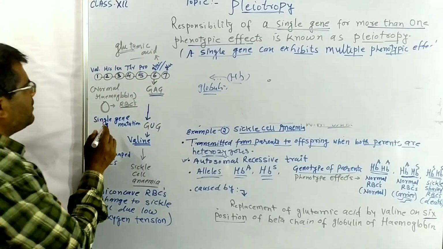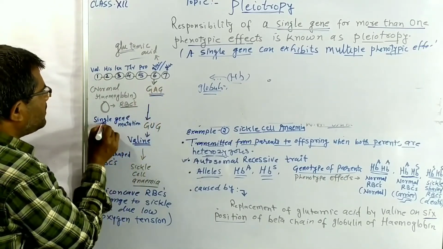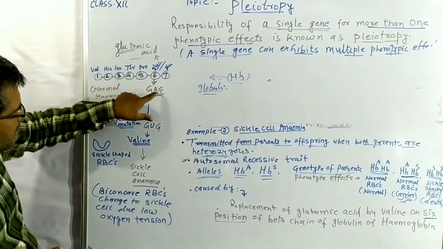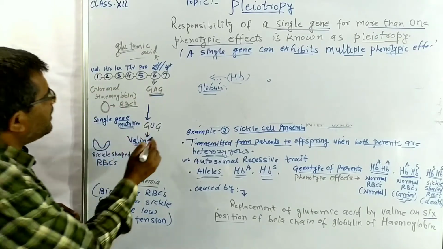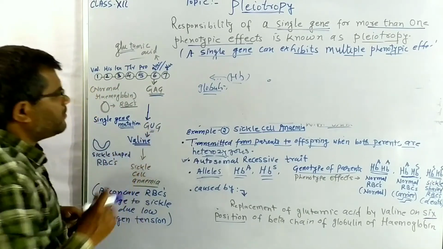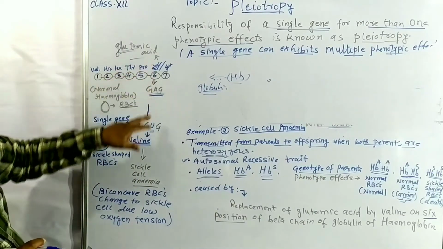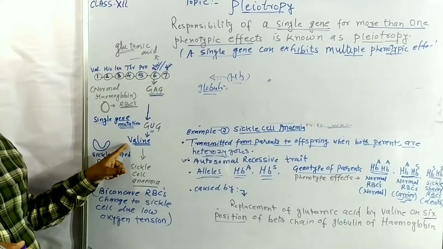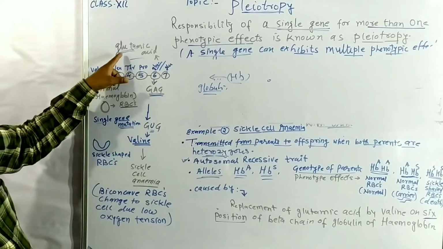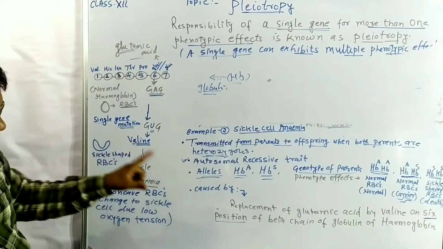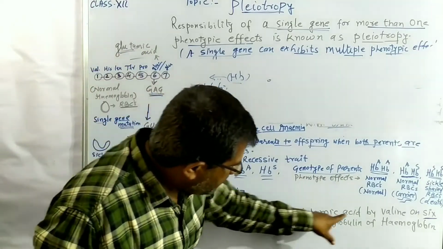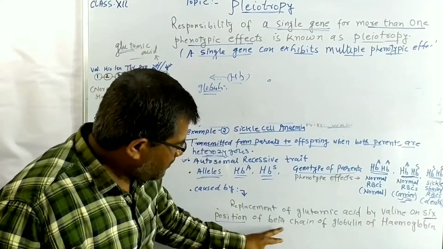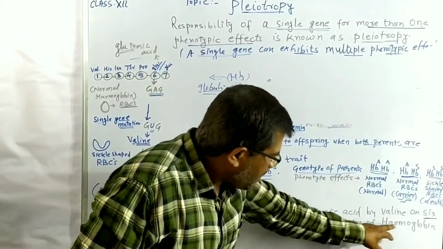But now what happened? A single gene mutation occurs, a change occurs in the one gene. In GAG, A is changed, and instead of A, U came now. Due to the change in the single gene, instead of glutamic acid, valine is formed. So glutamic acid is replaced by valine on the 6th position of the beta chain of globin of the hemoglobin.